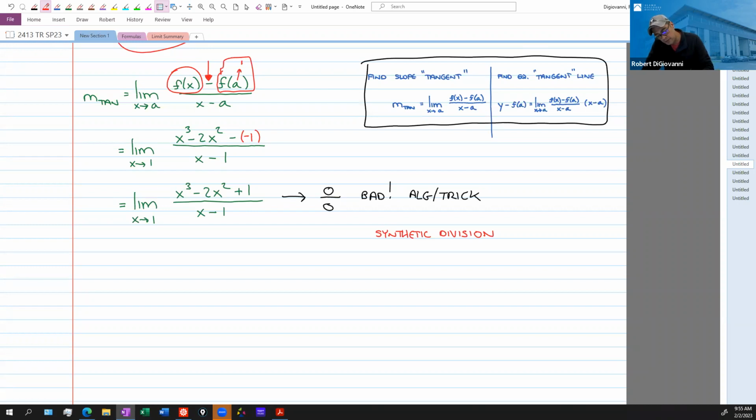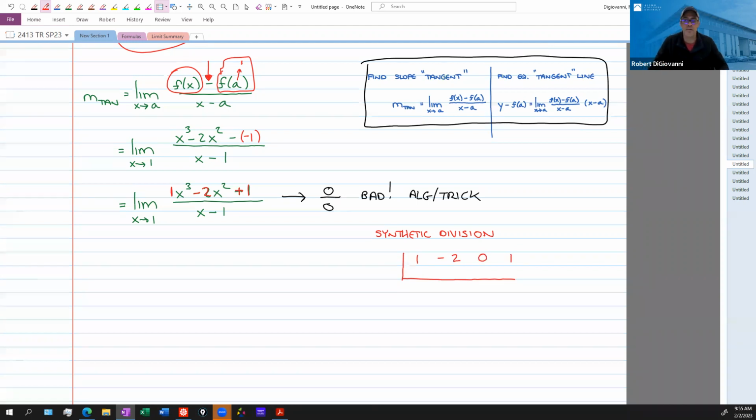So what I'm gonna do is I'm gonna draw an upside down division box. And inside that division box, I'm going to put the coefficients of the polynomial that I see up top. I'm not going to worry about the x cubed, the x squared. I'm just going to put the numbers. So watch what I do here. I'm going to put a 1, a -2, a 0, and then 1.